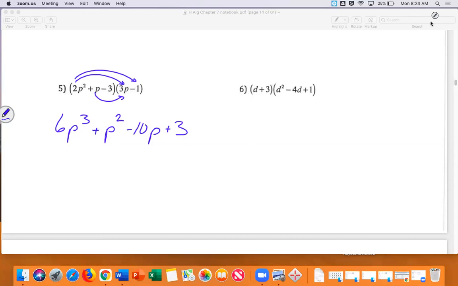Now we have negative 1 times p, that's negative 1p. And now we have negative 3 times 3p, and that's negative 9p. So negative 9p and negative 1p is negative 10p.